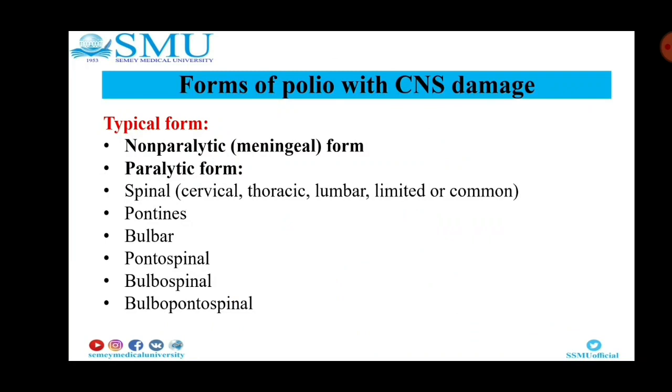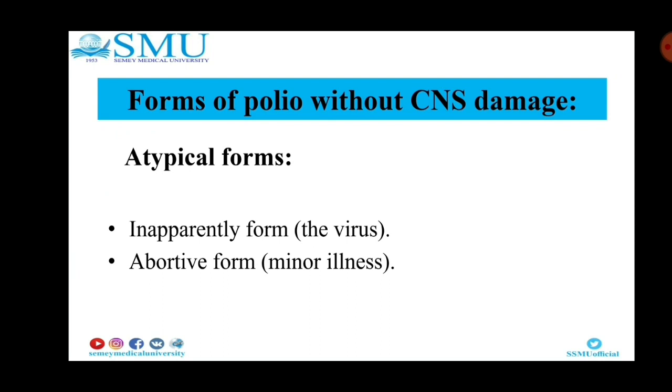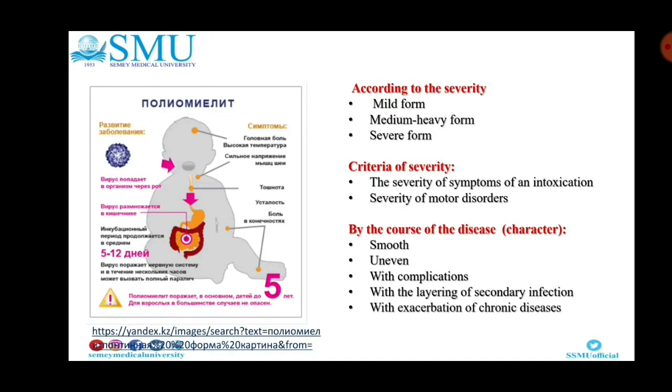Forms of polio with central nervous system damage. Typical forms: non-paralytic or meningeal form, and paralytic form. It can be spinal, cervical, thoracic, lumbar, limited or common; pontine, bulbar, pontospinal, bulbospinal, bulbopontospinal forms. Atypical forms: inapparent form, viremia, abortive form, minor illness.